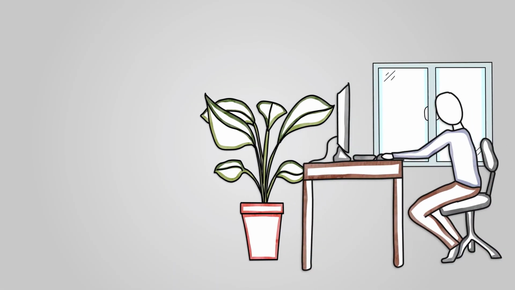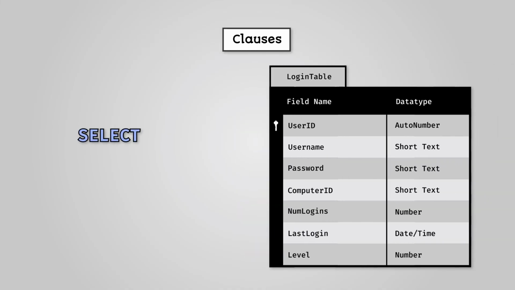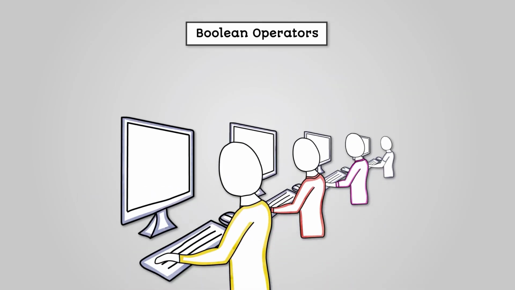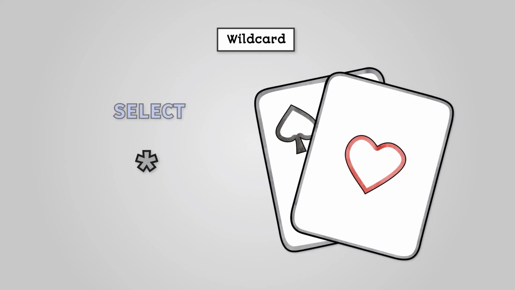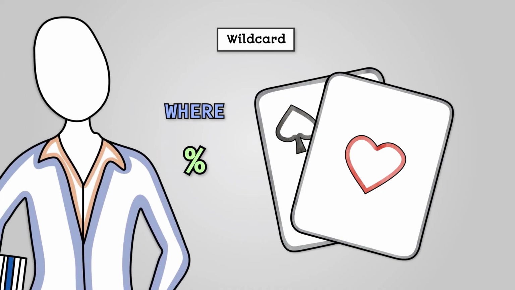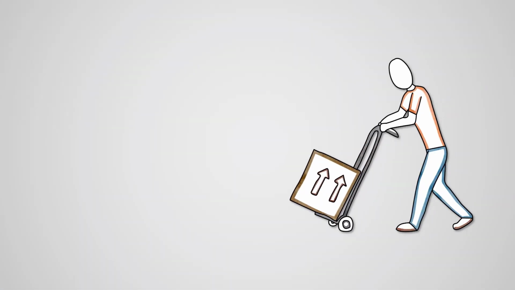So, to query data in a database, we use the structured query language, also known as SQL. The select clause gets all the fields you want in your query. The from clause specifies the database table. The where clause specifies the question you want to ask. You can use Boolean operators in the where clause to build complex Boolean expressions. The asterisk wildcard is used in the select clause to select all fields. The percent wildcard is used in the where clause to represent 0 or more characters. If using a wildcard in the where clause, you need to use the like keyword. Results can be sorted high to low and low to high by using the order by statement. Order by has two options, ASC for ascending and DESC for descending.